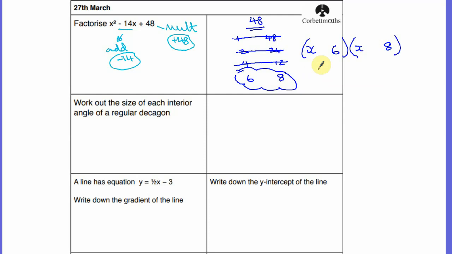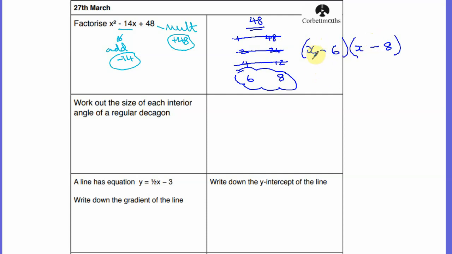The final step is just thinking, well, is this going to be a plus or a negative here, or is this going to be a plus or a negative here? Let's think about it logically. When we multiply, we want to make positive 48. So we either need 2 positive numbers or 2 negative numbers, because that's how we multiply to make a positive. If we had 1 positive, 1 negative, we'd be making minus 48, which we don't want. And we want to make minus 14. So if we had plus 6, plus 8 in our brackets, that would make positive 14 when we add them together. So it's clear to me that we're going to need 2 negatives in there.